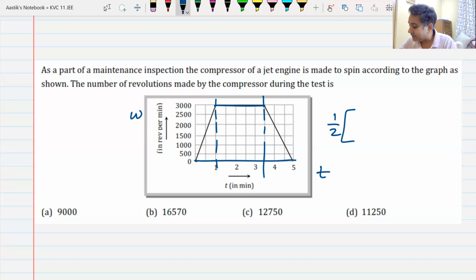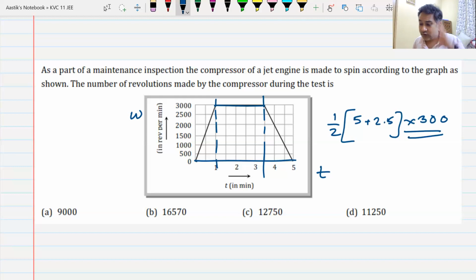Half the sum of parallel sides: the bottom side is 5 and the top side is 2.5, sum of parallel sides multiplied by the distance between the sides, which is 3000. So remember the area of a trapezium, so that you don't have to break it up into triangle, triangle, and a rectangle. It will take time. If you find out the area of triangle, then rectangle, then triangle, you can easily find out the area of the trapezium. Everyone understands this? Yes or no?